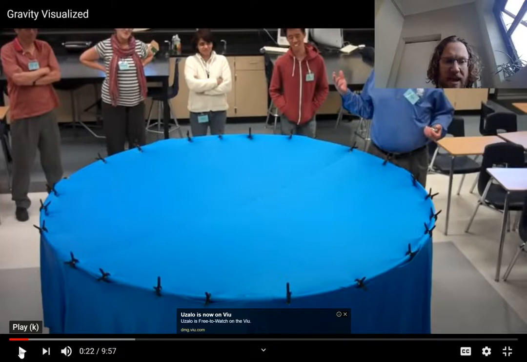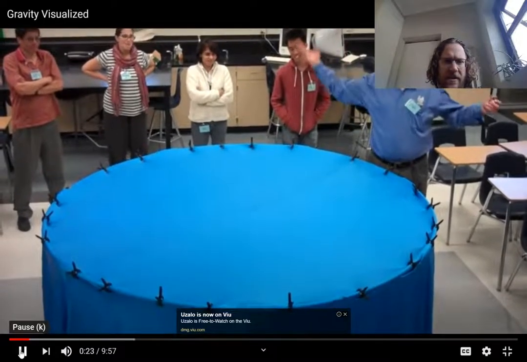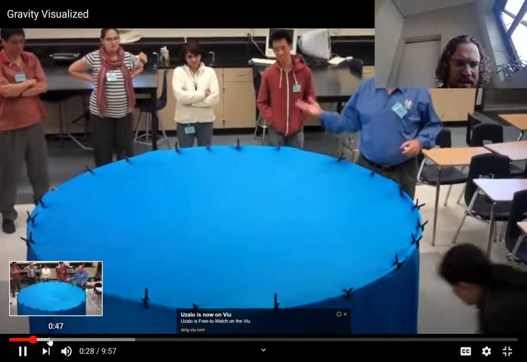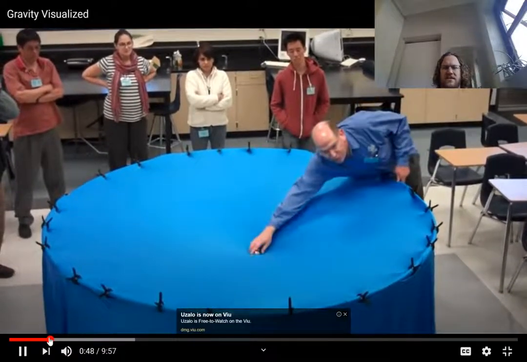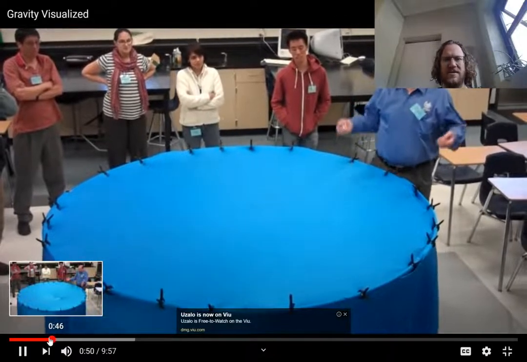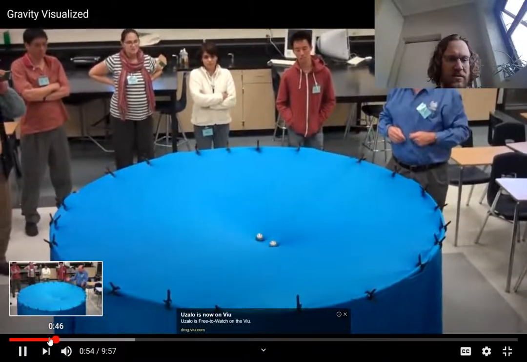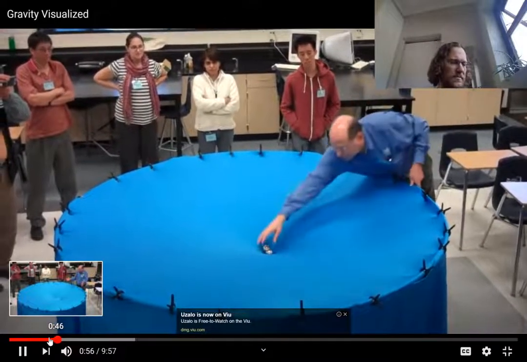So let's hit play. Literally a spandex.com. You can get a sheet like this if you buy the sales. And we can see he's taken a mass and he's put it on this space fabric. Objects. And you can see how objects with mass would feel that curvature and move accordingly.